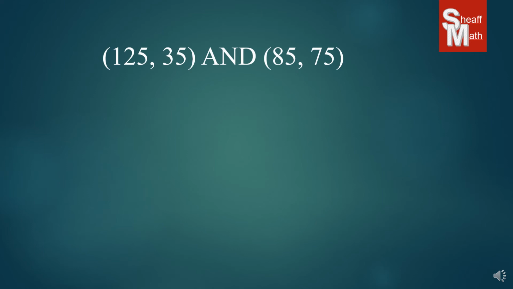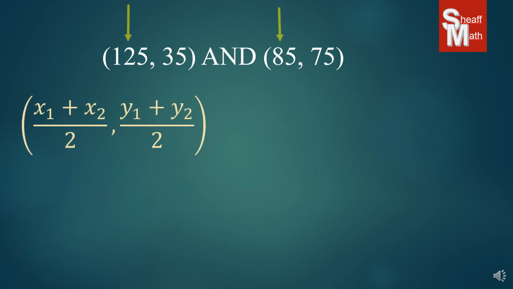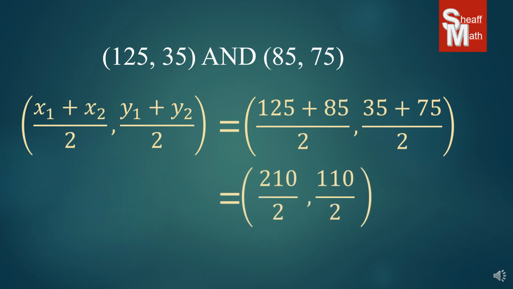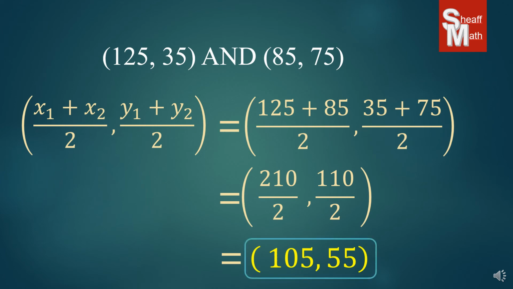Now sometimes you have huge numbers that you're dealing with, which would be impossible to graph. But the same formula applies. We add our x's, divide by 2, then we add our y's and divide by 2. We put the formula together, we simplify, and 210 divided by 2 is 105, and 110 divided by 2 is 55. If you were to make a graph or put it into a graphing calculator, you would find that (105, 55) is exactly between the 2 points.